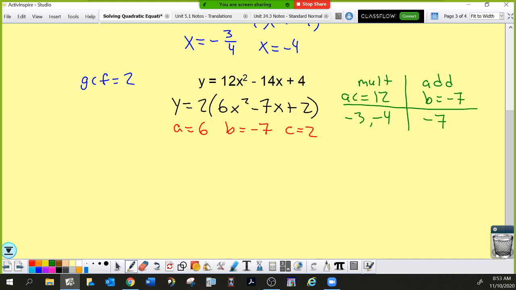Let's say you didn't instantly see it. Well, then just list out all the ways you can get a 12. 1 and 12, 2 and 6, 3 and 4. And then you go, uh-oh, well, all those add to positive numbers. That's right. I have to try the negatives. So -1, -12, -2, -6, -3, -4. One of them will work. I promise.